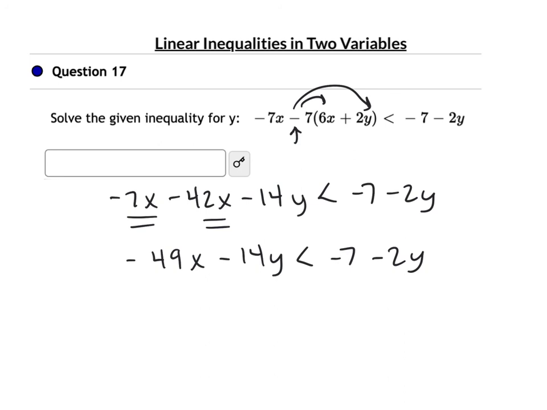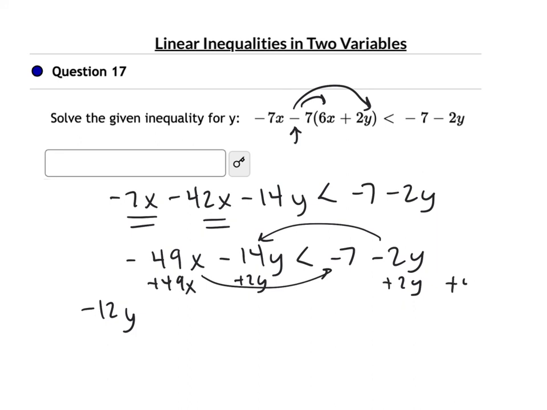Let's get the y by itself. Let's move the 49x over here and the 2y over there. So I'll add 49x to both sides, and I'll add 2y to both sides to move those to the other side. I'm getting y by itself. Got to move the x over. So if I add 2y to both sides, negative 14 becomes a negative 12y. And if I add 49x to both sides, I'm going to put that first. So plus 49x, and then I have that minus 7.